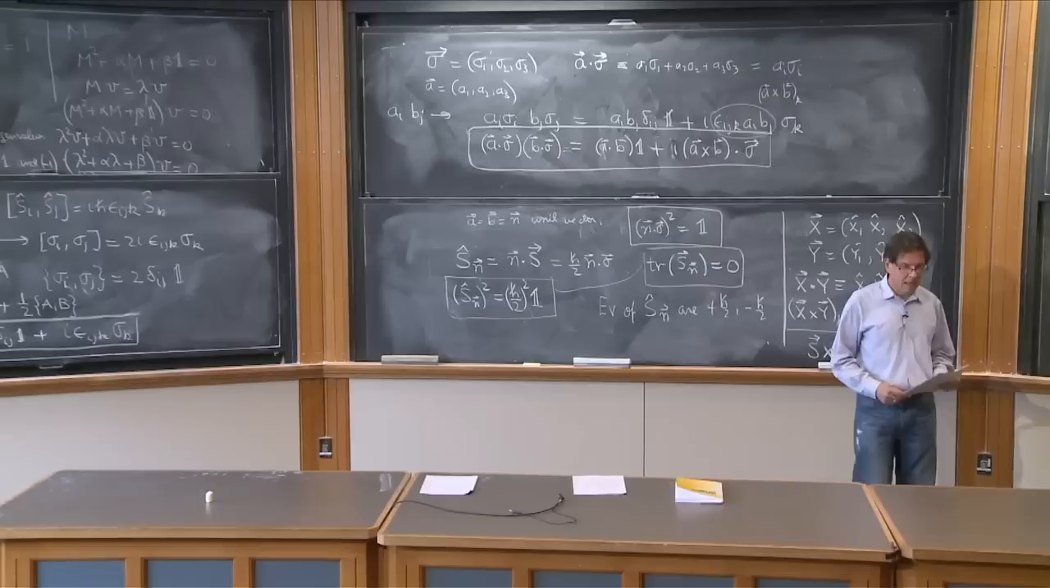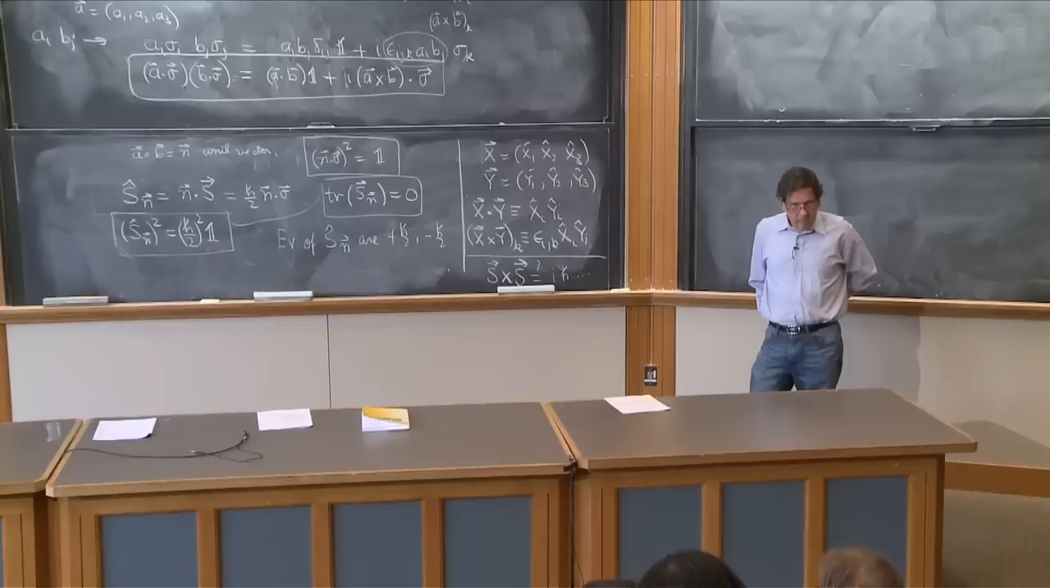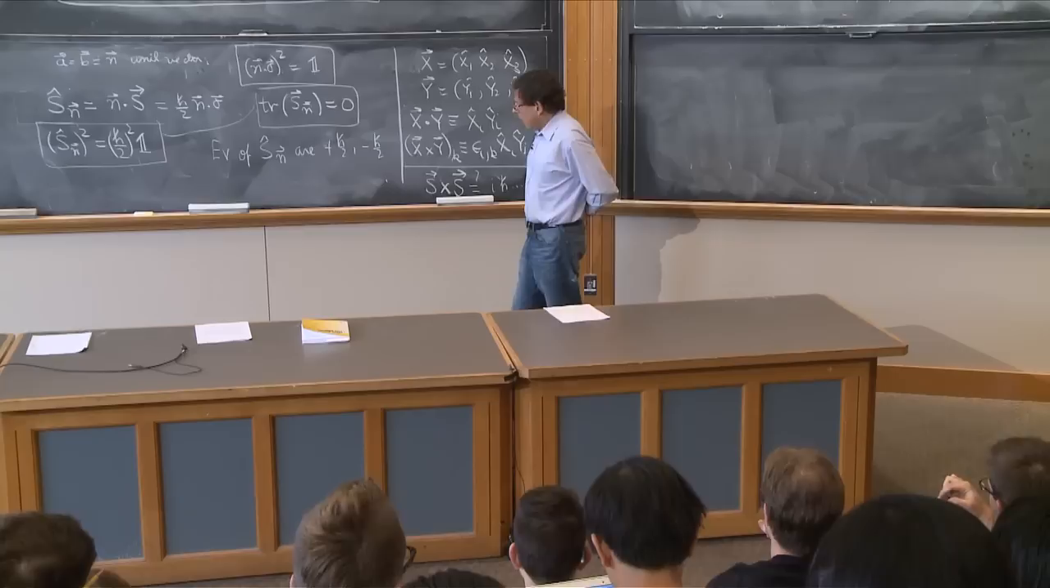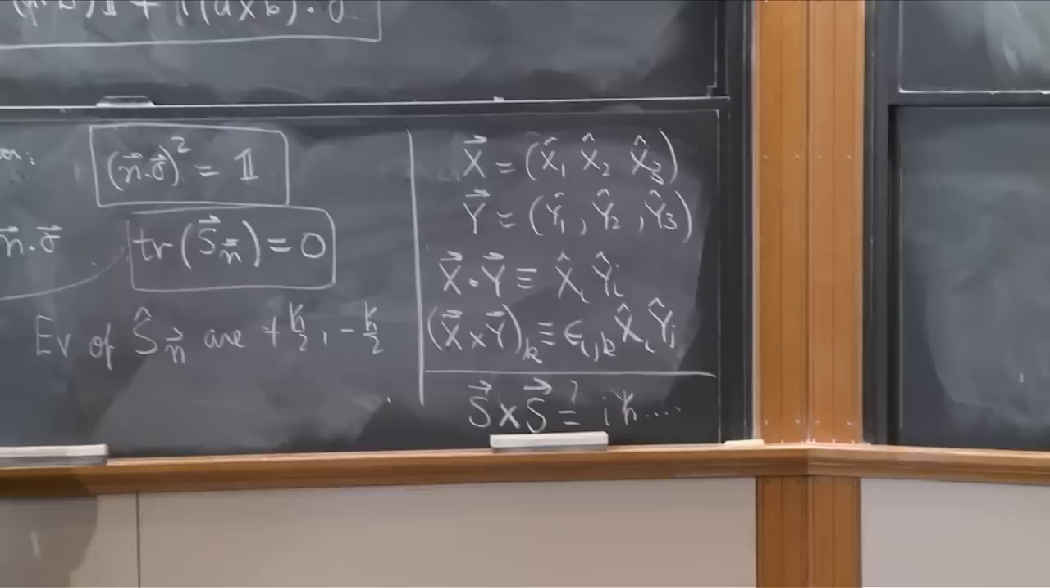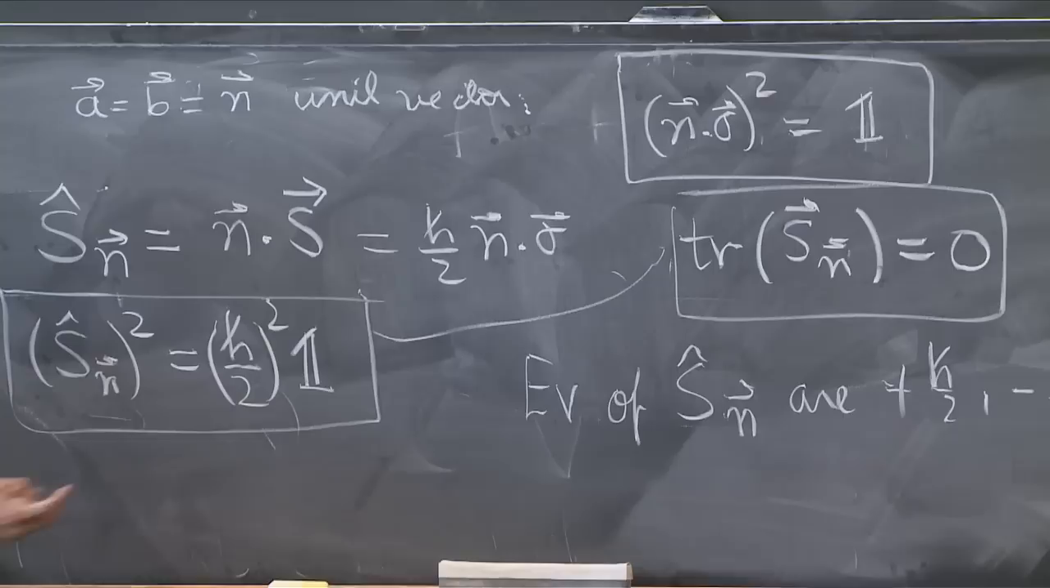The link between the trace of the matrix equals zero and the matrix squared is proportional to the identity. One is the product of the eigenvalues is one, and the other one is the sum is equal to zero. Are those two statements related causally, or are they just separate observations? Those are separate observations. One does not imply the other. You can have matrices that square to the identity, like the identity itself, and don't have zero trace. So these are separate properties.